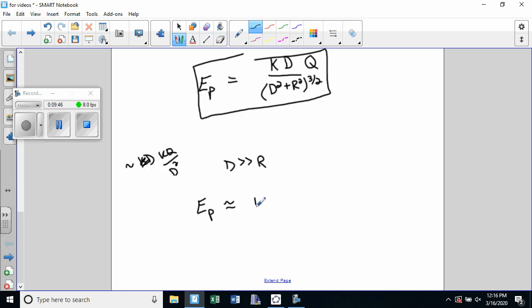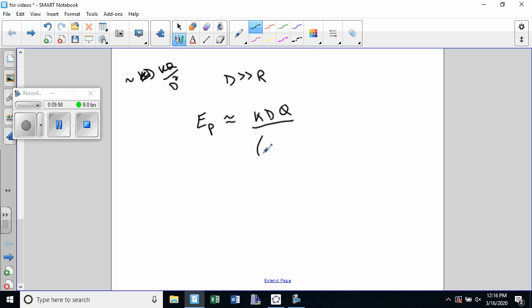And that is k dq over, well, if I know that D is much greater than R, then I want to get a ratio of R to D. So I can basically call that guy 0. Inside of this 3/2 power, let's pull out a d squared. So I get d squared times 1 plus r squared over d squared, and all of this is to the 3/2 power on the bottom. You're noticing here I've got that r squared over d squared. That is a very small number because the numerator is much smaller than the denominator, so I can essentially call that guy 0. And then when I distribute this d squared, I just get d squared times 1 to the 3/2 power.